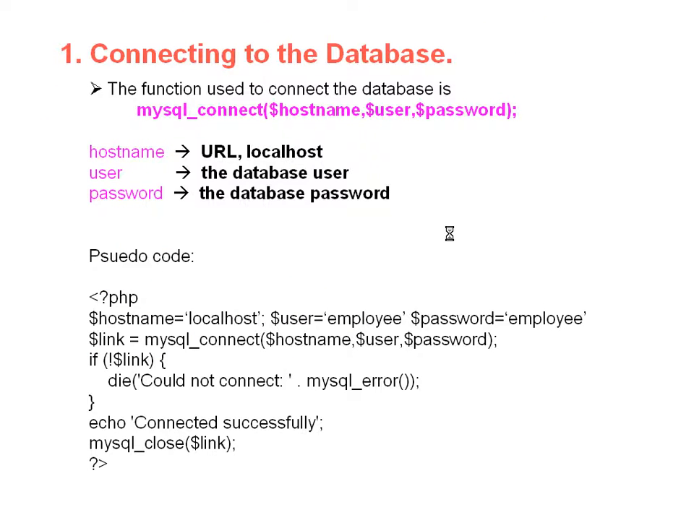Coming to connecting to the database. The following function is used to connect to the database: mysql_connect, which takes three arguments: host name, user, and password. Host name may be a URL. If it is a local system, then you specify it as localhost. Otherwise, you specify the URL of the particular system. User is the name of the user, and password is the database password.